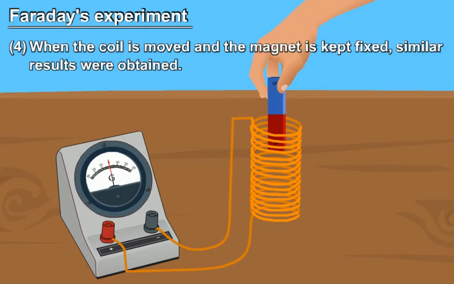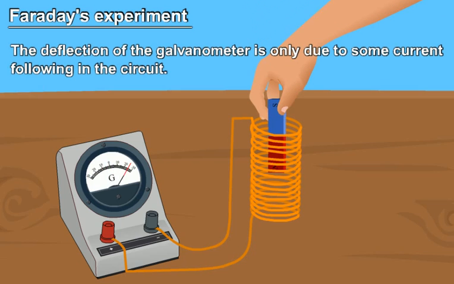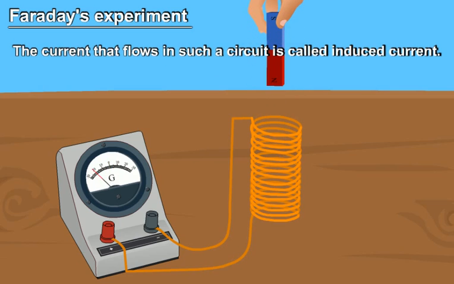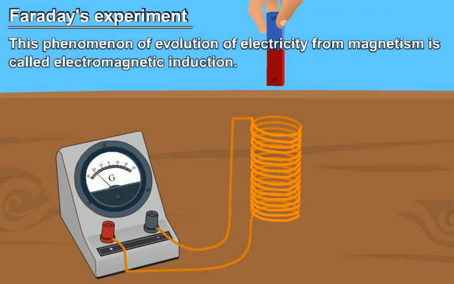When the coil is moved and the magnet is kept fixed, similar results are obtained. The deflection of the galvanometer is only due to some current flowing in the circuit. The current that flows in such a circuit is called induced current. Students, this phenomenon of evolution of electricity from magnetism is called electromagnetic induction.